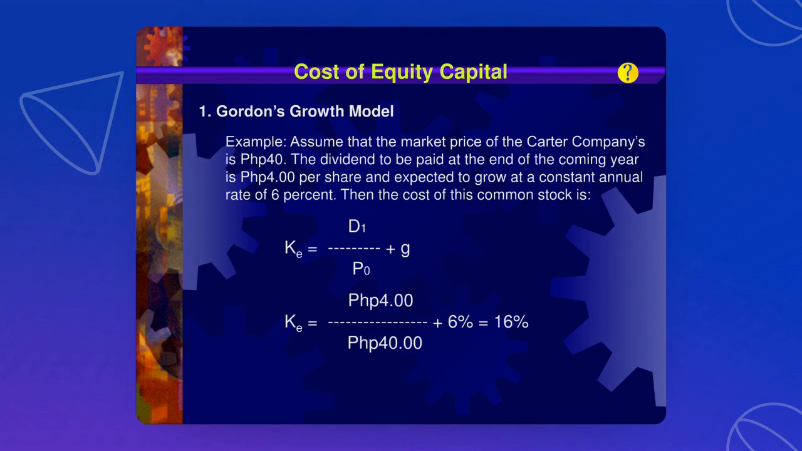Again, KE is equal to D1 divided by P0 plus G. So again, what is your D1? Please take note of the dividend. It should be the dividend coming for the coming year, or the dividend to be received in 1 year, not the dividend in the past. So it is 4 pesos. Just divide it by 40. Again, when you say 40 here, it is the market value minus net proceeds.